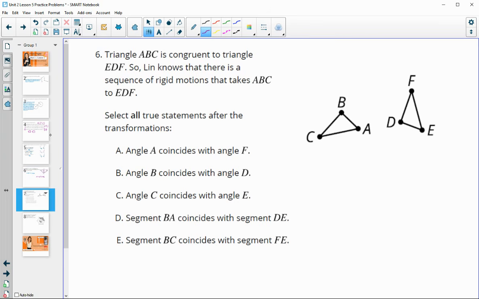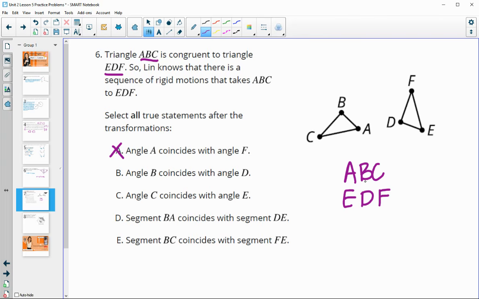Number 6, triangle ABC is congruent to triangle EDF. So Lynn knows there's a sequence of rigid motions that takes ABC to EDF. Select all true statements after the transformation. So I'm just going to write these 2 congruent triangles out a little bigger. So we've got ABC and then we've got EDF. And I'm going to line them up with each other so we can see the corresponding sides a little easier. So A says that A is going to coincide with F, and that's false because A is going to coincide with E.